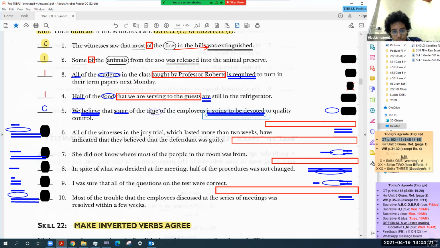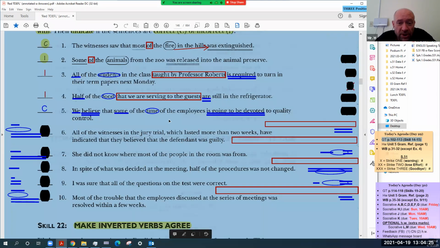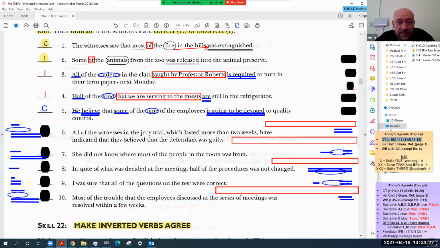The time. Exactly. Is time singular, plural, or uncountable? Uncountable. Here it is uncountable. So the verb must be singular. Okay. How about number 6? I think we said it's correct. Subject. All. All right. Circle.